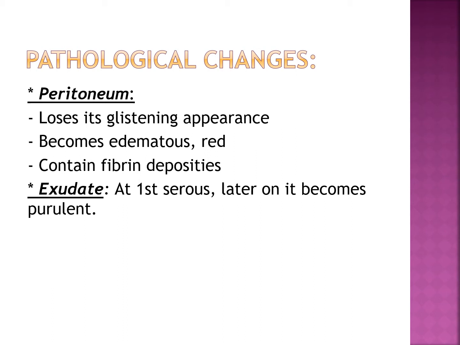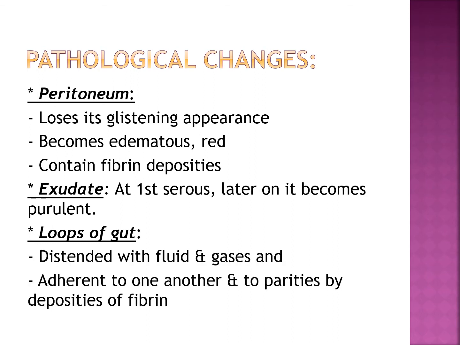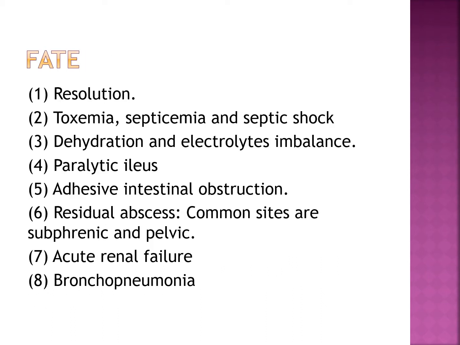The exudate, which is secreted from the mesothelial layer of the peritoneum, at first is serous, acts to neutralize or dilute the pus or the purulent fluid, and then it fails to do so and becomes purulent, and the loops of the small bowel become distended with fluid and gases, and then become adherent to one another and to the peritoneum by deposition of fibrin secreted from the mesothelial layer of the peritoneum.